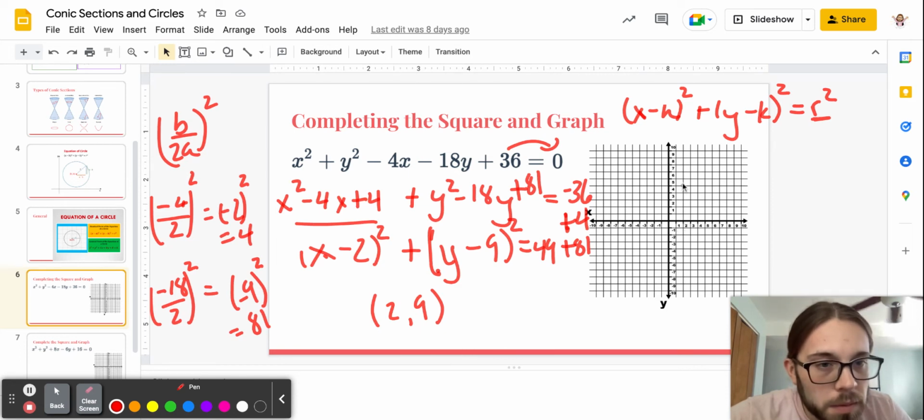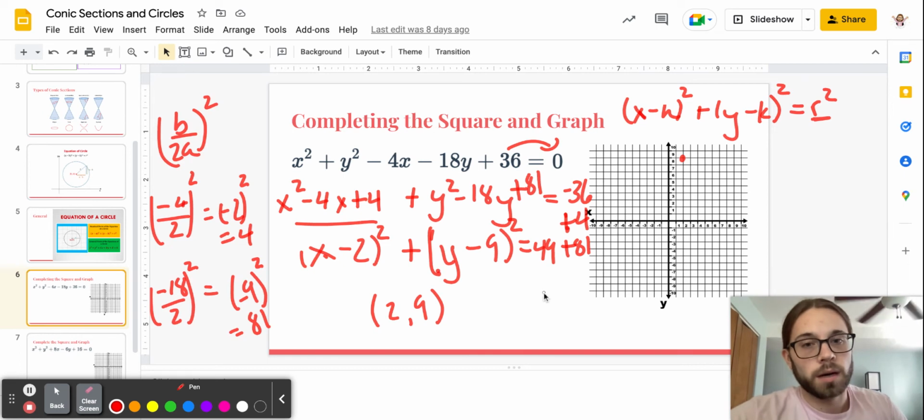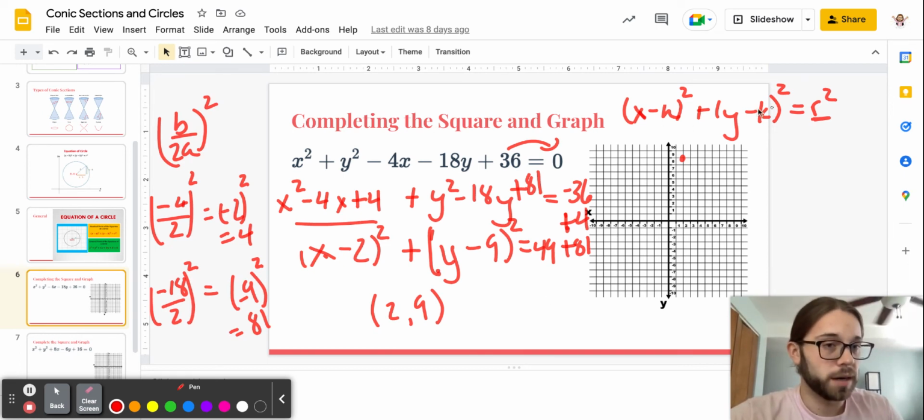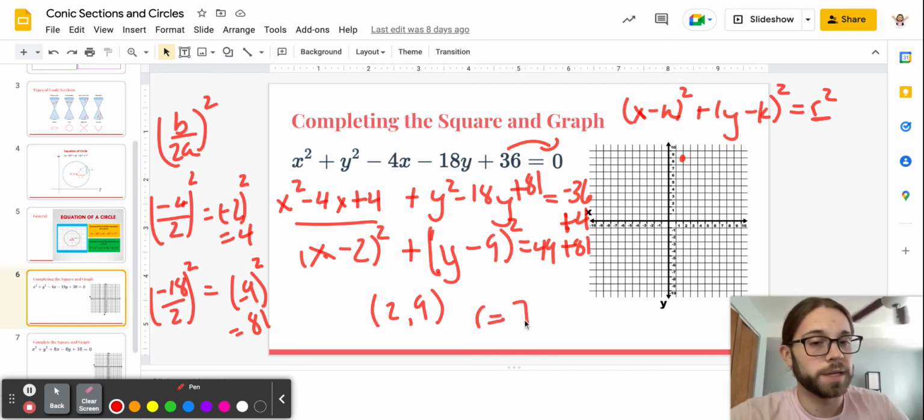So we have over 2, up 9. Don't forget it is the opposite. And then our r is going to be the square root of 49, which is 7.